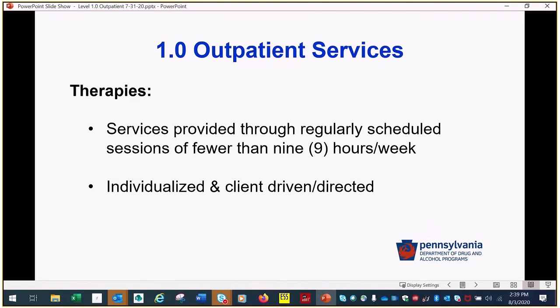A guiding principle of the ASAM criteria is moving away from program-driven to both clinically driven and outcome-driven treatment. Treatment should be individualized based upon the needs identified in the multidimensional assessment. Previously, outpatient services were defined as at most 5 hours per week and were usually a combination of individual and group therapy sessions. The ASAM criteria defines outpatient as fewer than 9 hours per week for adults.